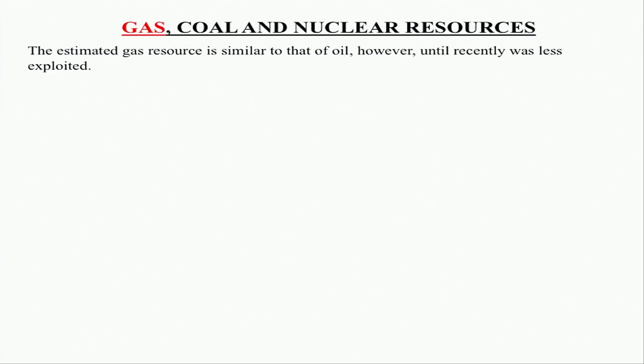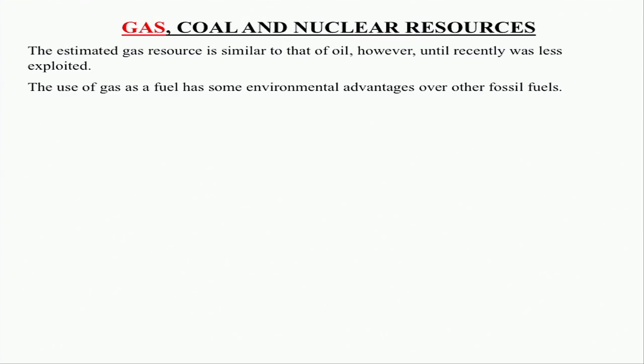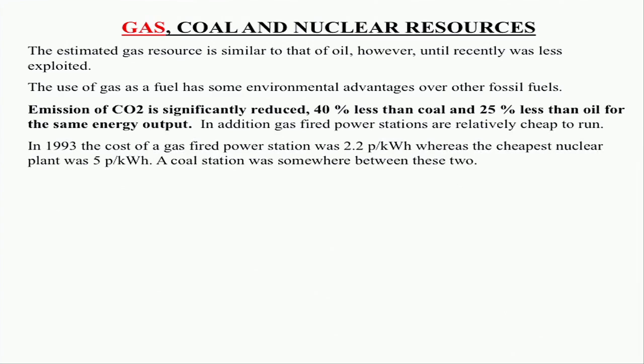What about gas? Well, as we saw from our previous lecture, gas seems to be increasing to replace oil. Now, the estimated gas resources globally is actually quite similar to that of the oil. But until the last 5 years, it was actually less well exploited. The use of gas as a fuel has some environmental advantages over fossil fuels. What are they? Well, for example, it emits less CO2 for the same amount of energy out. 40% less than coal, 25% less than oil.